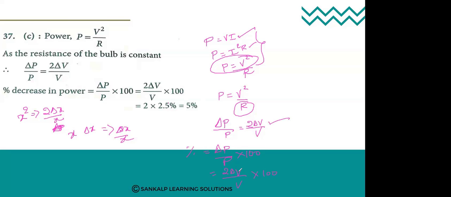So here delta V by V is given in the question. The voltage drops by 2.5%. Therefore it is 2.5%. So 2 into 2.5 will be 5% is your answer. See if any doubt is there in any of the steps, you can ask. So the decrease in the power, percentage decrease in the power we are calculating. Okay, next question.